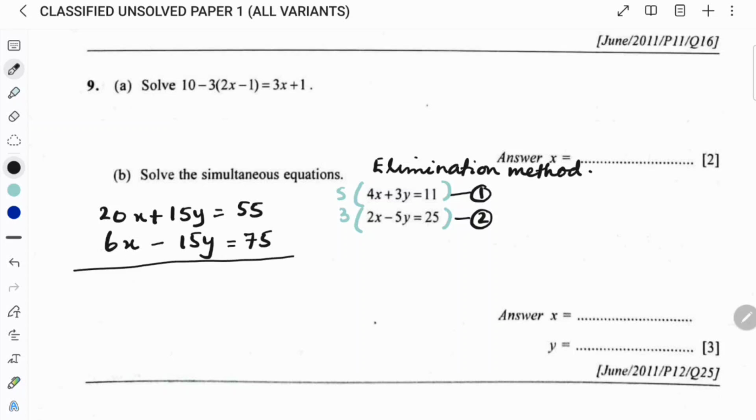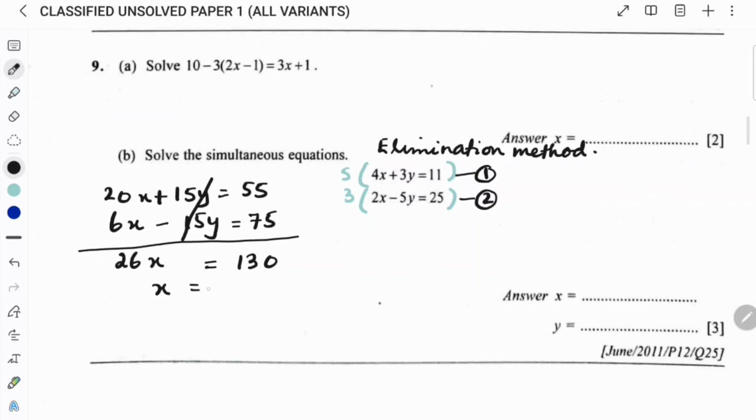Now just add them together. No need to change the signs, because we can already cancel plus 15y and minus 15y. 20 plus 6 is 26x, and the y terms cancel. 55 and 75 added together become 130. So 26x = 130. 130 divided by 26: in the 2 times table, 2 sixes are 12, and 5 times is 10, so it is 13, and 13 times 5 is 65. Everybody knows. That is why x = positive 5 here.